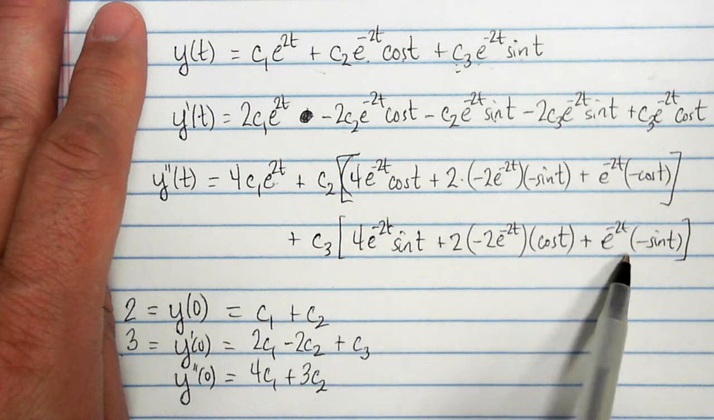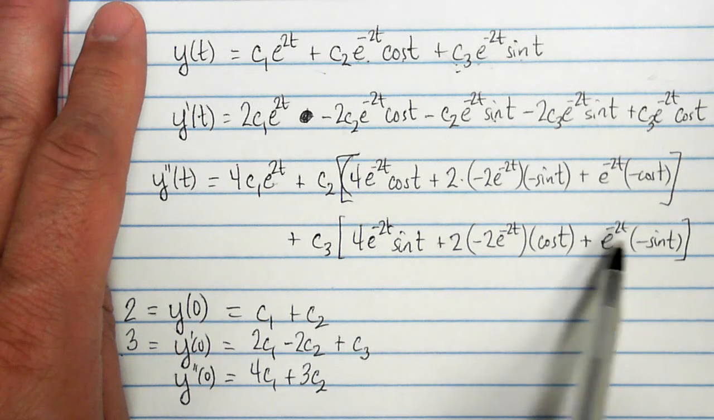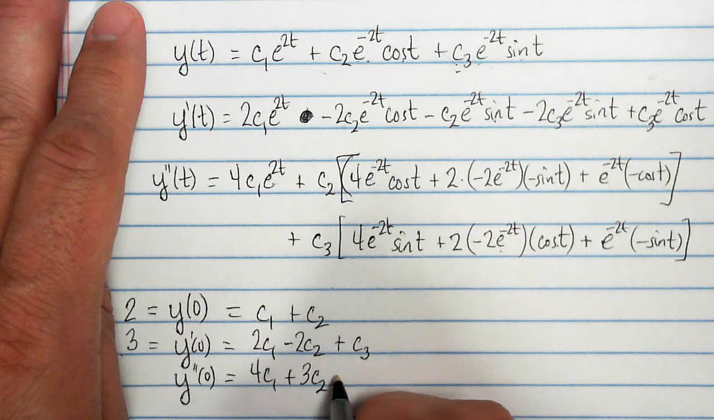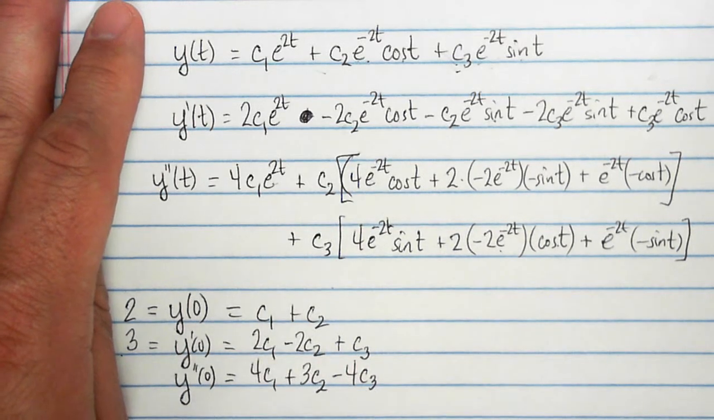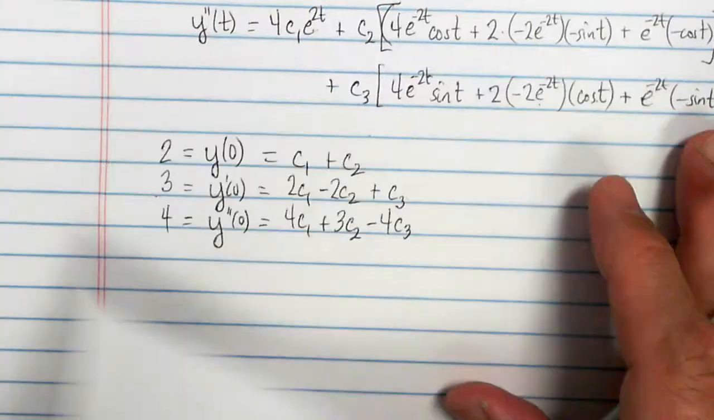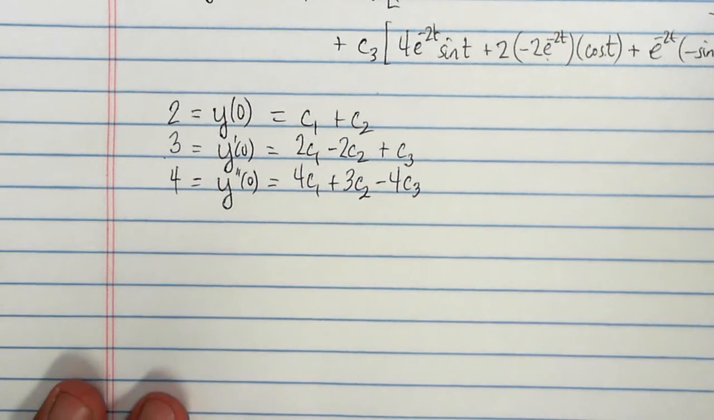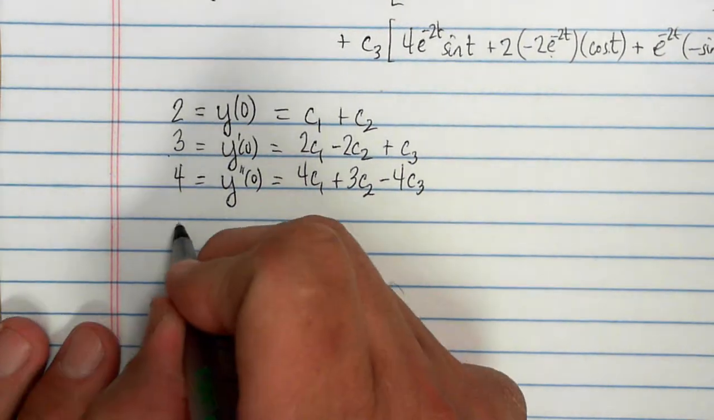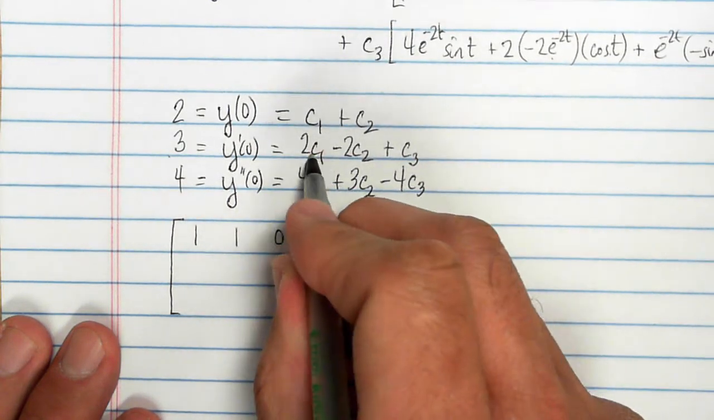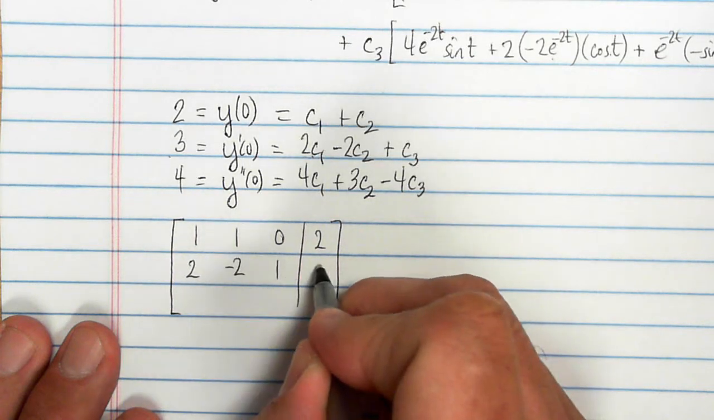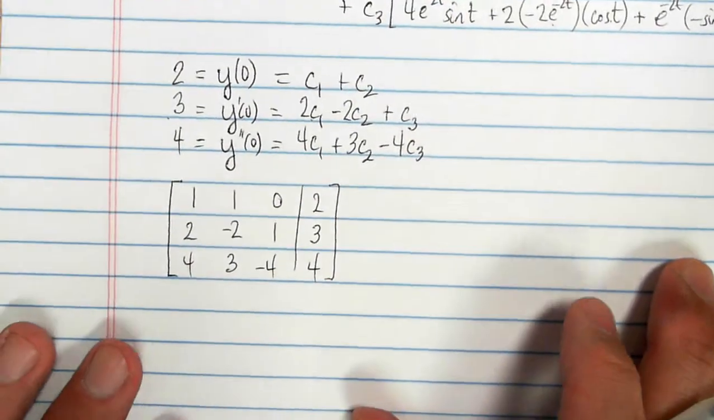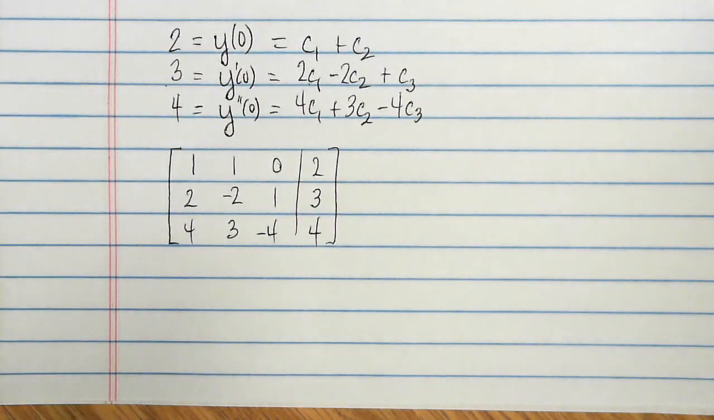Lastly, plugging in 0 into this part, I'm going to get a 0 here, and also get a 0 here, because sine of 0 is 0. And then I'll get a minus 4 times 1 times 1. So minus 4C3. And that's supposed to be equal to 4. So the practical effect is that I now have a 3x3 system that I have to solve. So I'm going to do this one with augmented matrices, 1, 1, 0, 2. Then over here I have 2, negative 2, 1, 3. Then 4, 3, negative 4, 4. And so that is my augmented matrix that I'll need to solve.